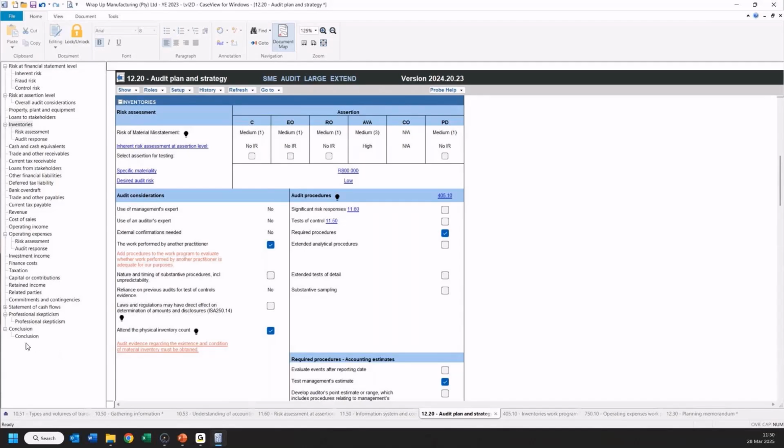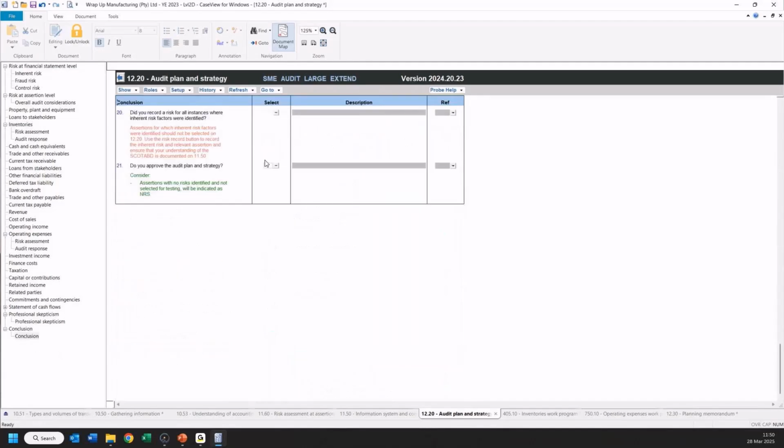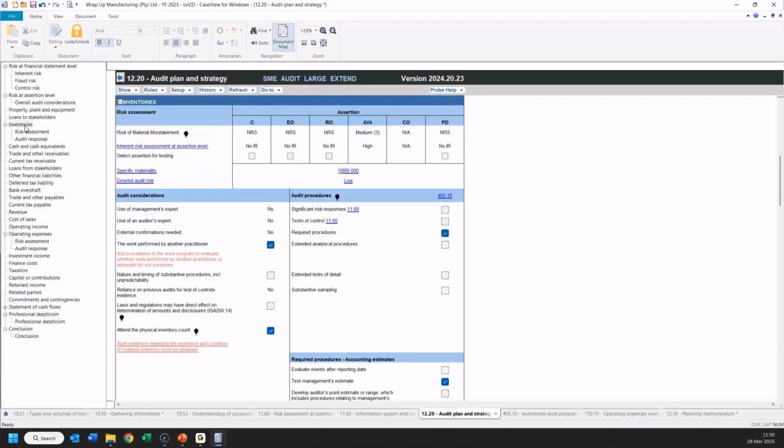When I go to the conclusion and I say, yes, I approve the audit plan and strategy, I'm done. Please hide all of the other ones so that nobody gets confused. What does that do to my inventory and all the other ones? It now says, you know what, there's no inherent risk, and I did not select that assertion as part of my standback. So there's no risk, none selected, NRS, NRS, NRS. What is the ROM here? Very clearly, it's only in AVA I've got a ROM of medium 3.